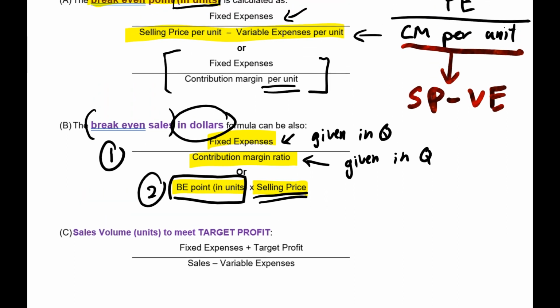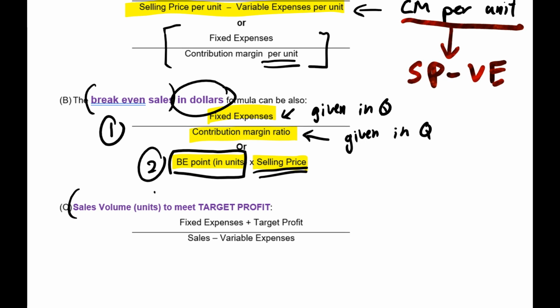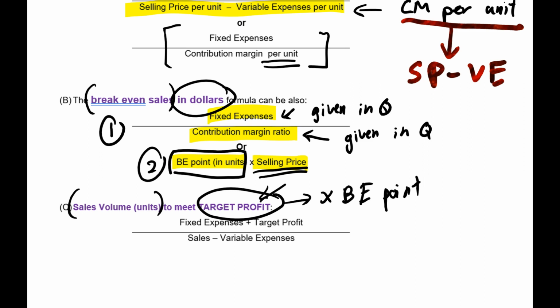And lastly, if the question asks how much you need to sell in order to meet a target profit, note that this target profit is not the break-even point. If I want to achieve a certain profit, how many products do I need to sell? This is what they ask you to calculate. In this case, you take your fixed expenses plus your target profit, divided by sales minus variable expenses. This is how you do it.